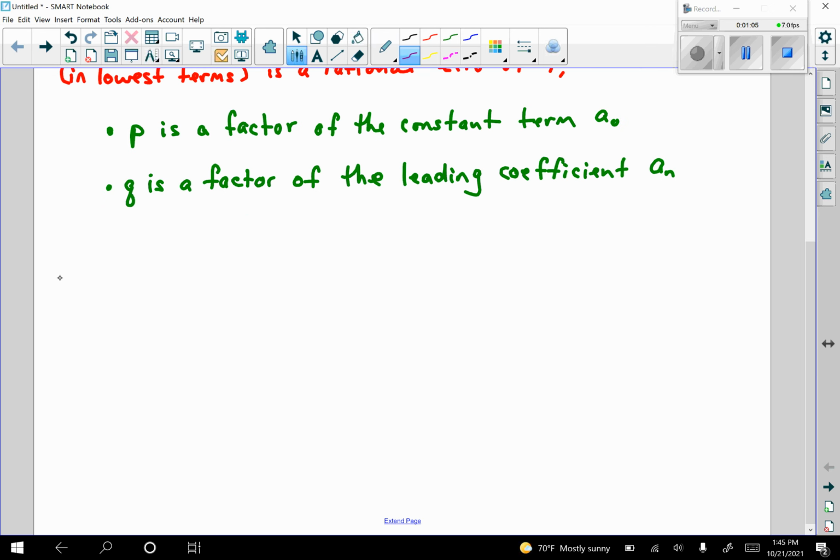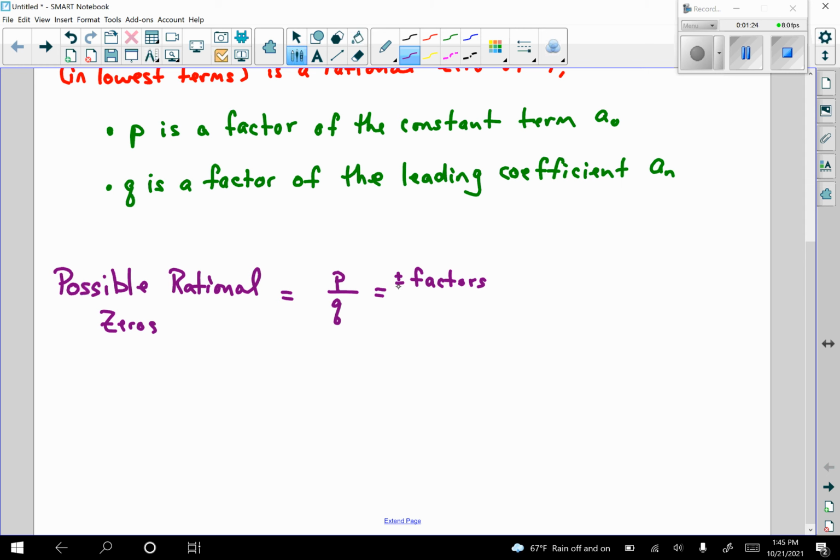So anytime we want to find the possible rational zeros, it's just equal to p over q, which is the factors. We want to include plus or minus because they could be positive or negative. Factors of our constant term over plus or minus the factors of our leading coefficient, a sub n. We really only need to keep one plus or minus sign in front of all of them.